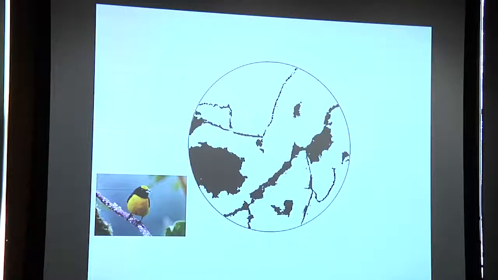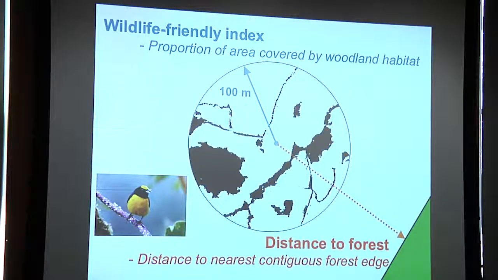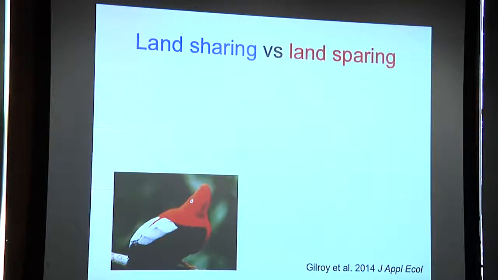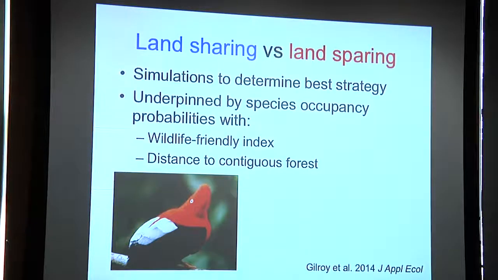So we sample at a particular point. We stand effectively, we're sampling from the middle, and we have an area of habitat in which we're monitoring, and that area of habitat has a certain amount of wildlife-friendly habitat attached to it. So that's our wildlife-friendly index. That point also has a distance to nearest forest attached to it. So what we do is we take our raw species data and those 2 metrics, and we run some simulations. We generate species occupancy probabilities against our wildlife-friendly index and our distance to contiguous forest.